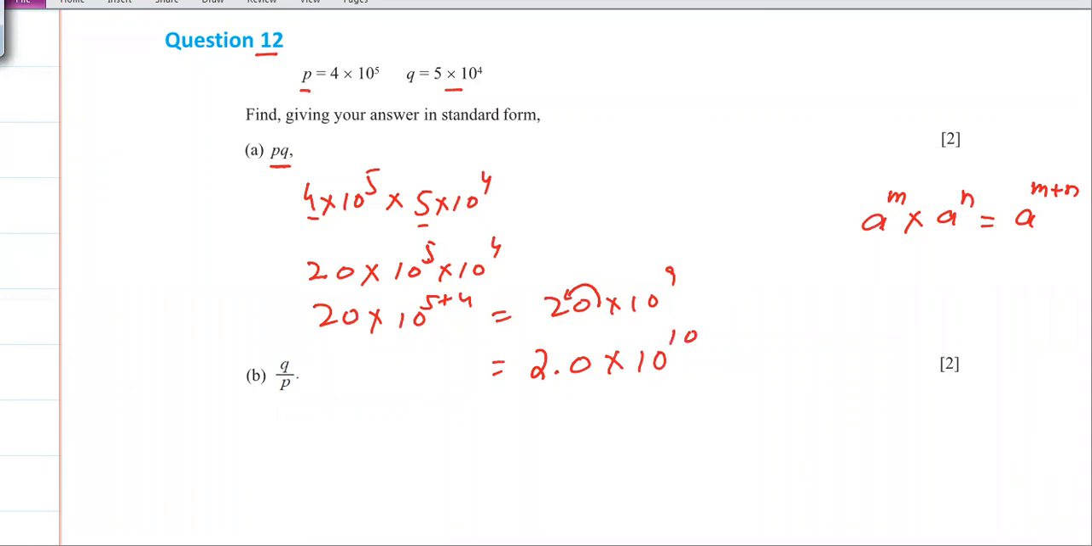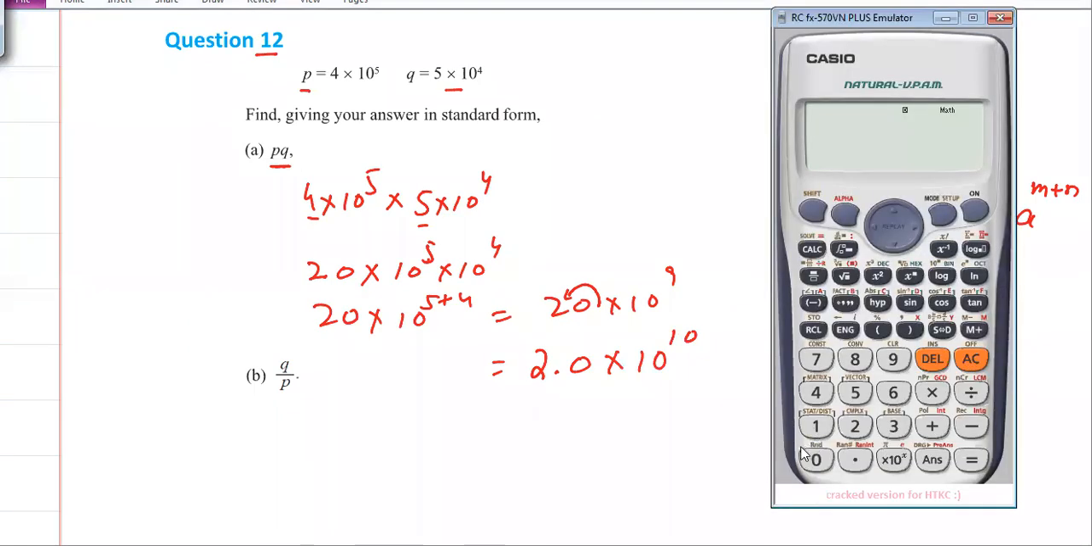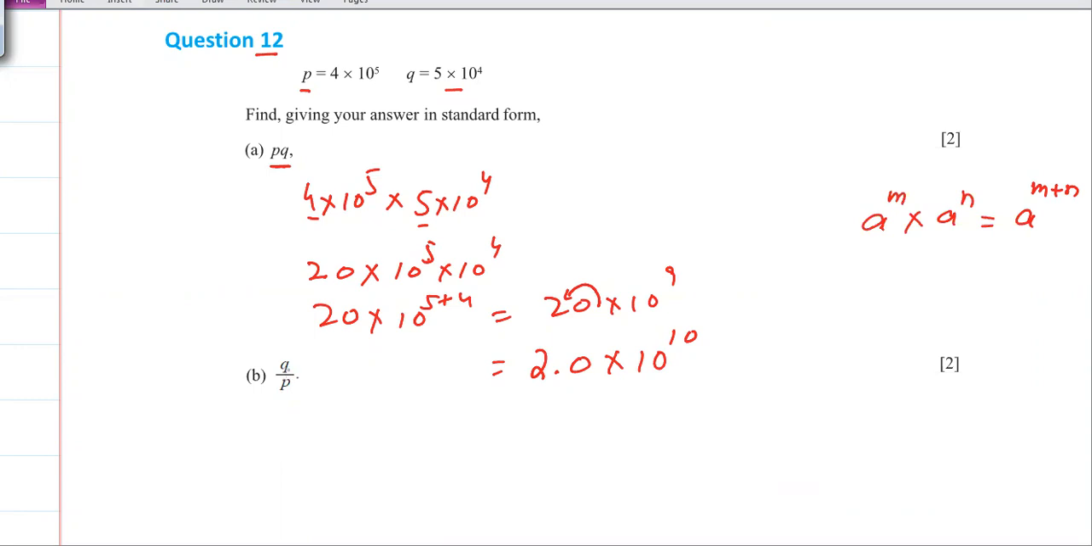And you can verify using your calculator in this way: 4 into 10 to the power 5 multiplied by 5 into 10 to the power 4. Your calculator will give you the answer in standard form like that already. Okay, clear? For part B, now you have to find Q over P.